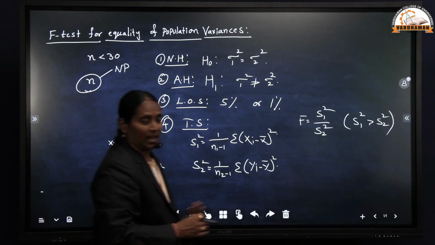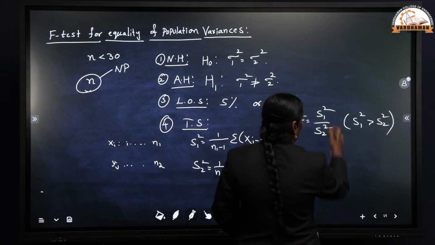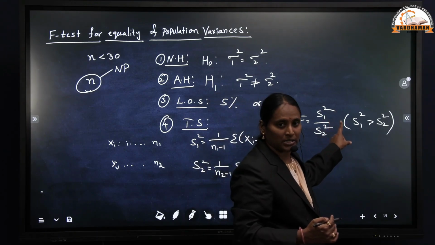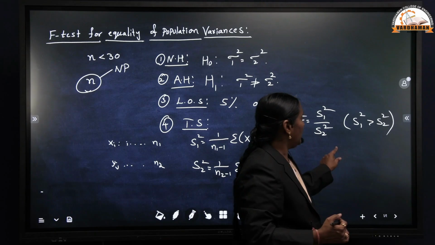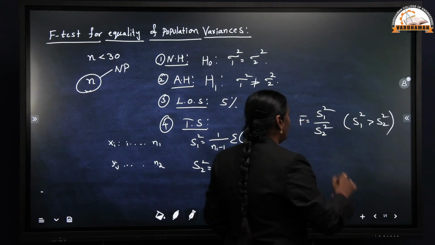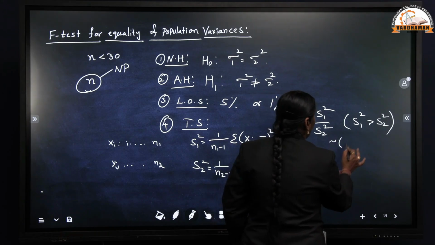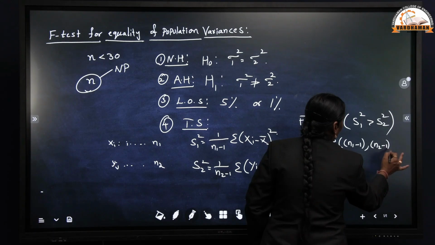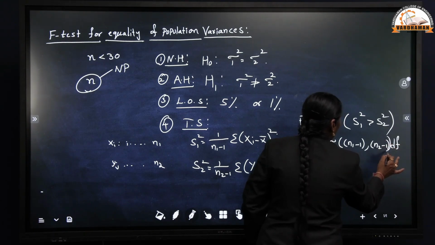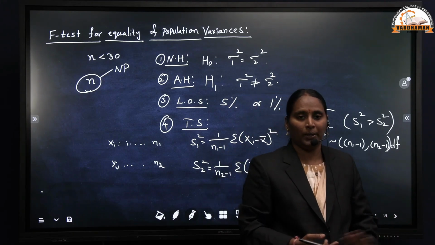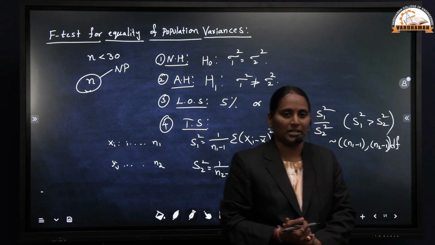So we have two samples of sizes n1 and n2. We write only F is equal to s1 square by s2 square, provided that the value of s1 square is greater. In this case it follows n1 minus 1 comma n2 minus 1 degrees of freedom. The degrees of freedom is what we set up to make a conclusion; it is the number of independent variates which make up the statistic.